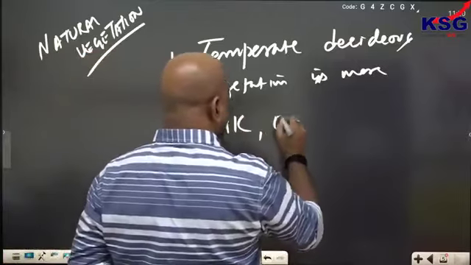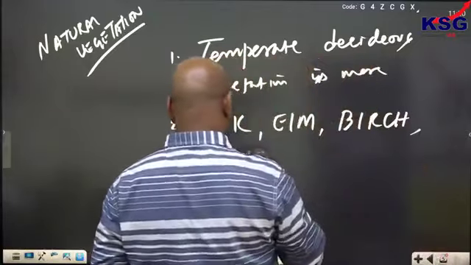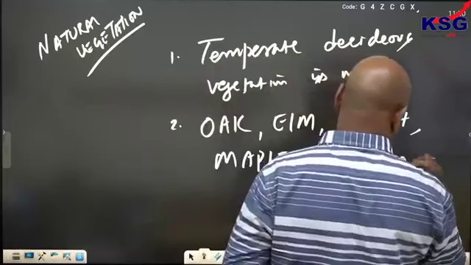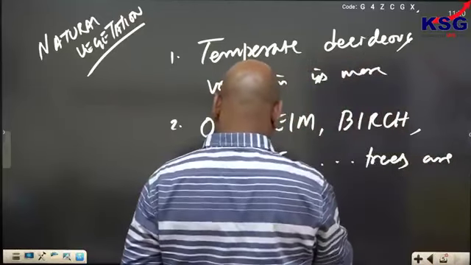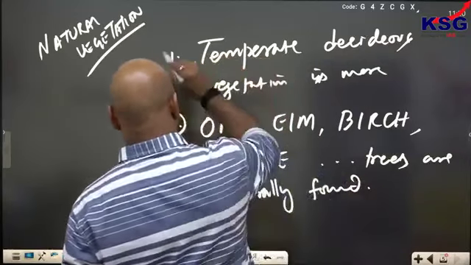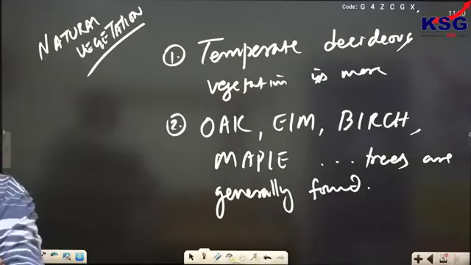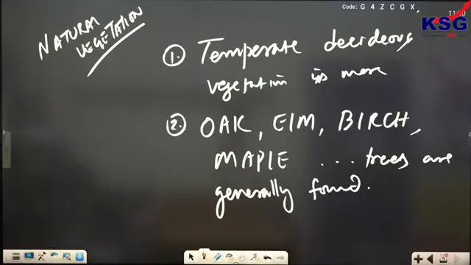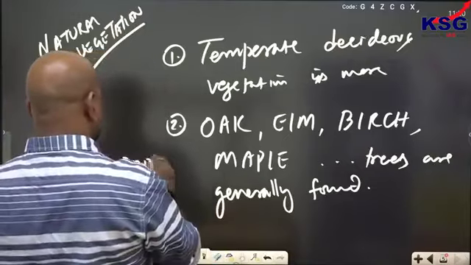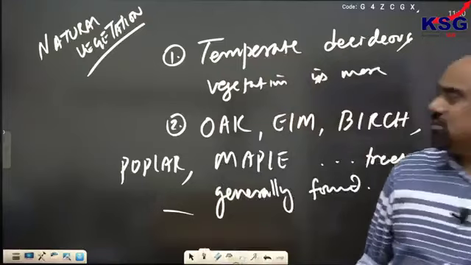Oak, elm, birch, maple, etc. These trees are generally found here. Mostly you find all these trees. It is temperate deciduous vegetation: oak, elm, birch, maple, and poplar. Have you heard the name poplar? Poplar. These trees you will have as natural vegetation.